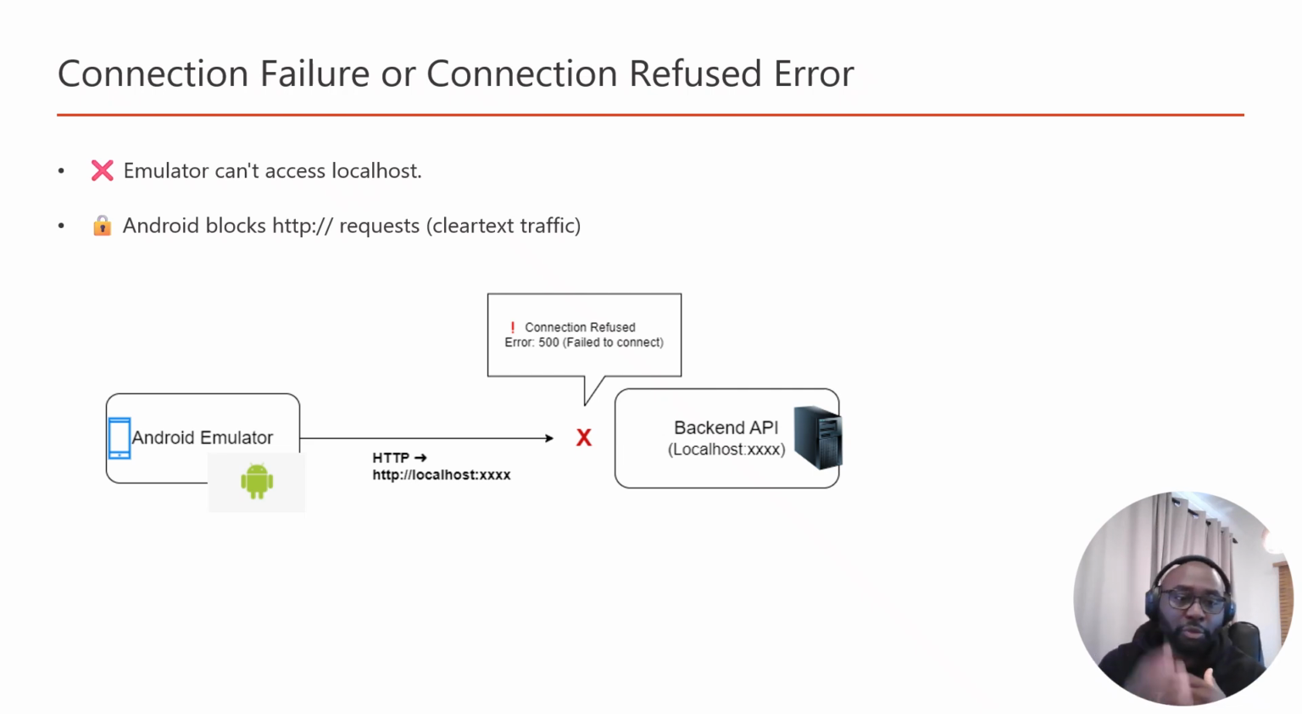So if you look at the screen there, that's the Android emulator trying to send and receive information from the backend API, but it's refusing with this error. It's refusing with an error message saying connection refused, error 500, failed to connect. What we'll do next is show you an environment I have configured just to demonstrate this problem, and then I will walk through the solution to the problem itself.